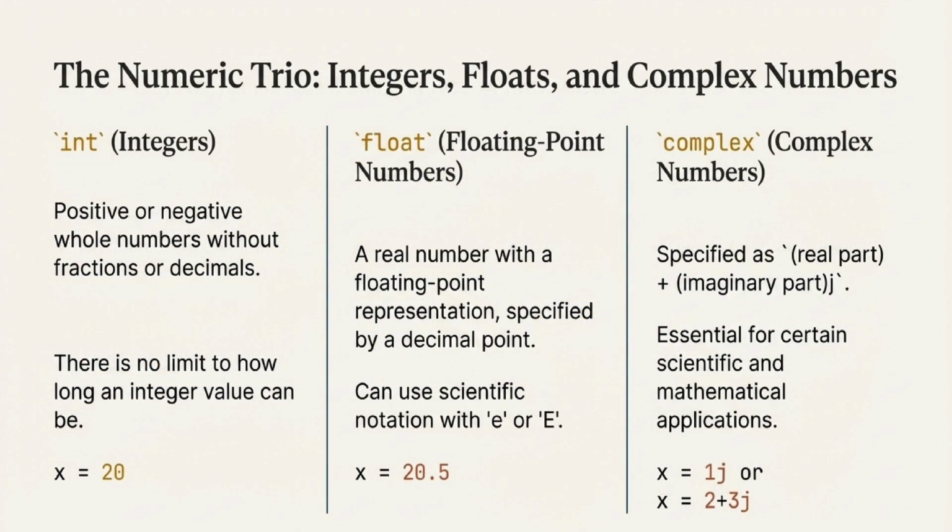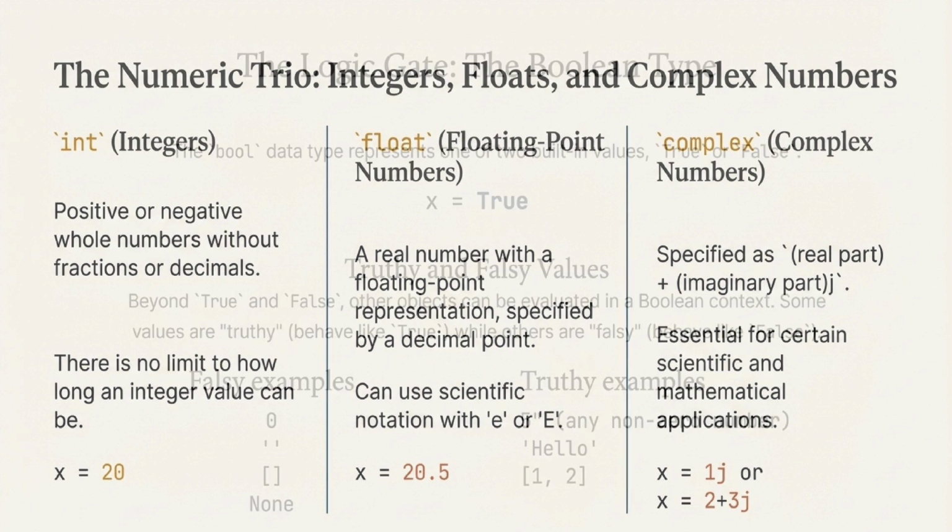Numeric data includes integers, floating point numbers, and complex numbers. Integers store whole numbers, floats handle decimal values, including scientific notation, and complex numbers combine real and imaginary parts. These types are essential for calculations, analytics, and scientific computing.